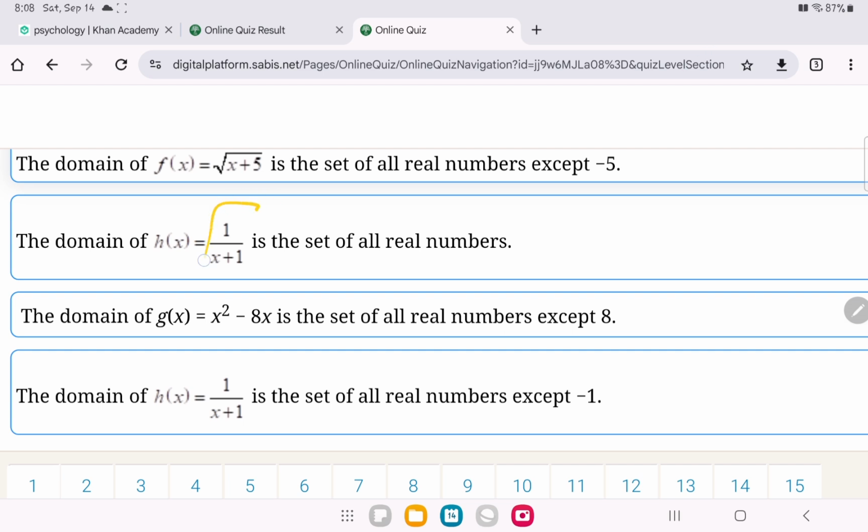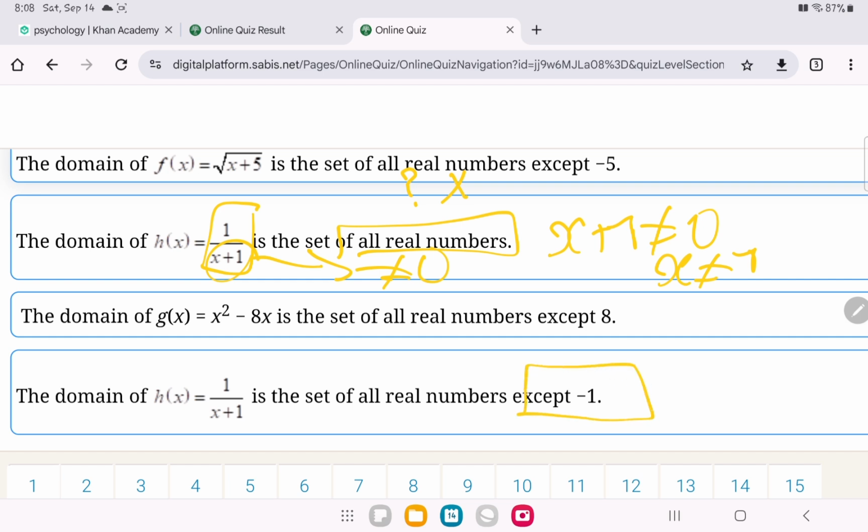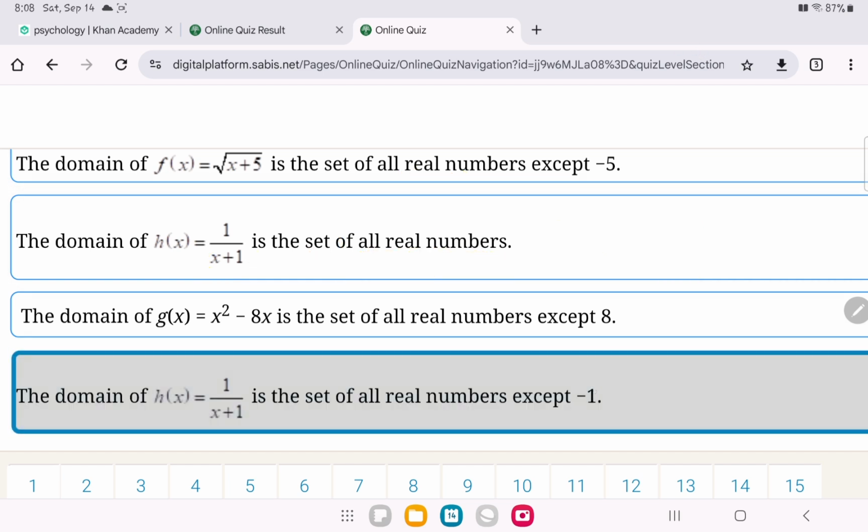Then we have a fraction. We said the denominator can never be equal to 0. So x plus 1 is different than 0. X is different than minus 1. But here they said the set of all real numbers. No, it's not. It's the set of all real numbers except negative 1. So this is our answer for the fraction.